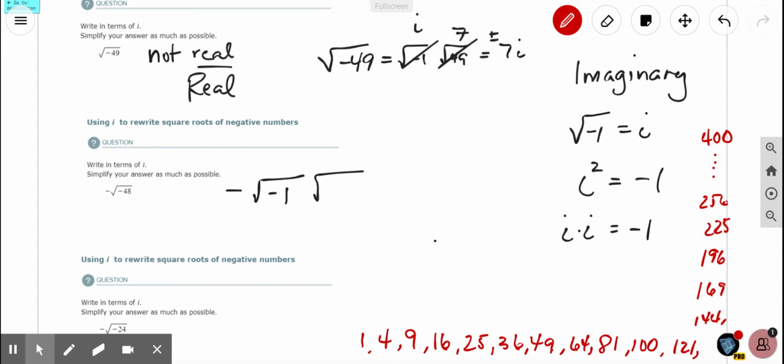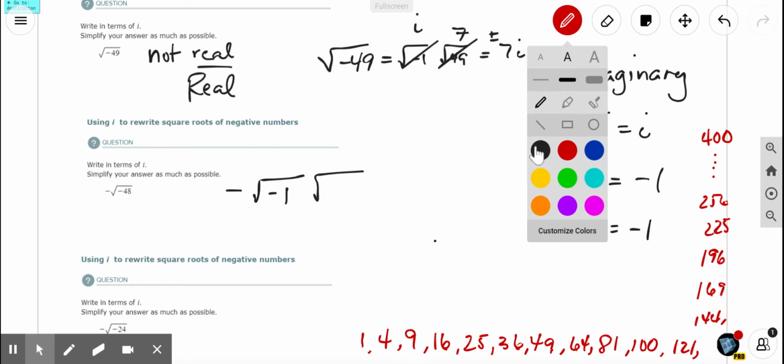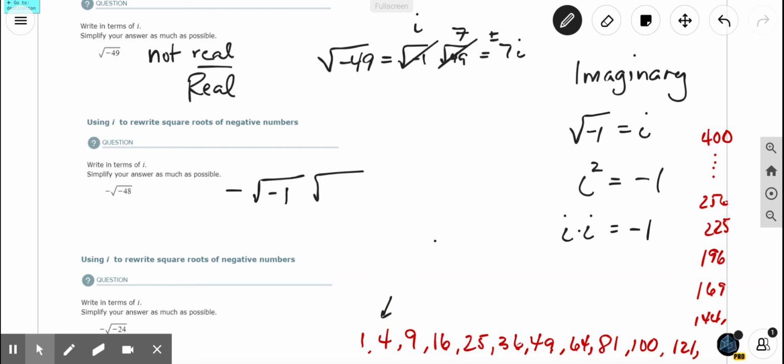So the idea is that you're looking for factors of 48 that might be a perfect square. So come to these perfect squares. 4 goes into 48, so let's pull out a 4. We're breaking 48 into pieces so we can take the square root of the pieces. So it's the square root of 4 times 12. 4 times 12 is 48.